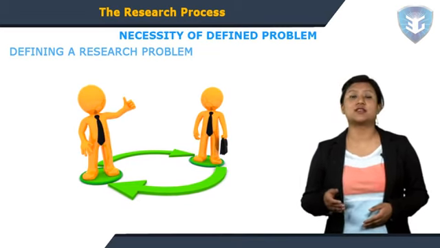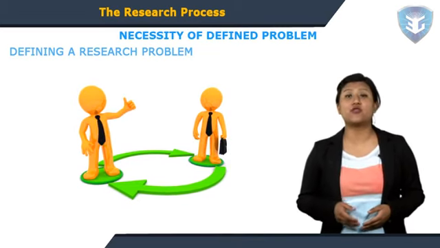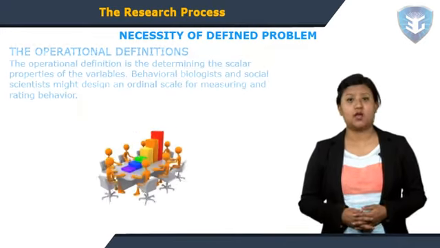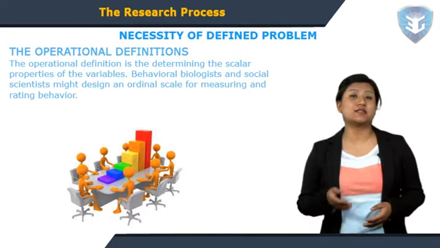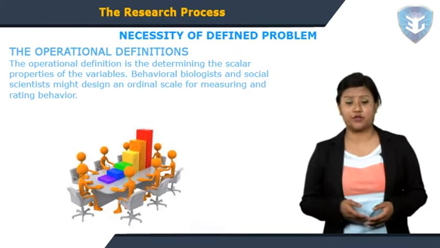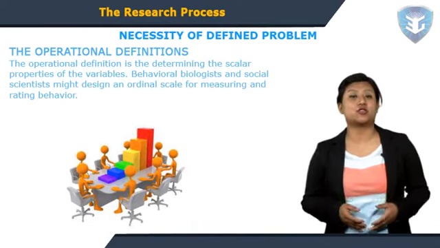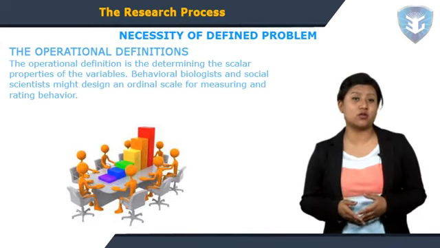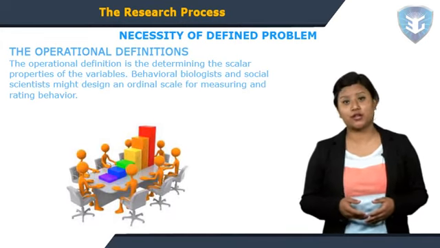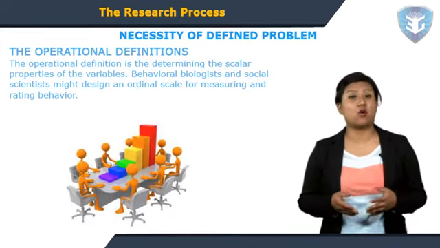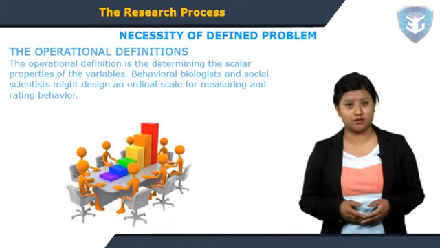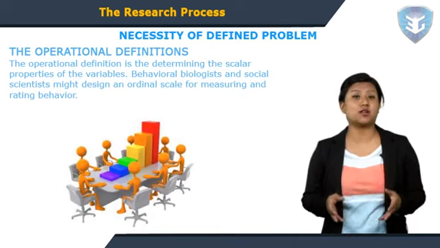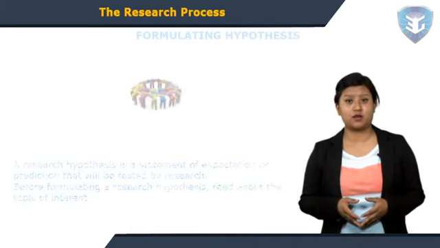This is called the conceptual definition and is an overall view of the problem. The operational definitions. The operational definition is determining the scalar properties of the variables. Behavioral biologists and social scientists might design an ordinal scale for measuring and rating behavior. These measurements are always subjective but allow statistics and replication of the whole research method. This is all an essential part of defining a research problem.